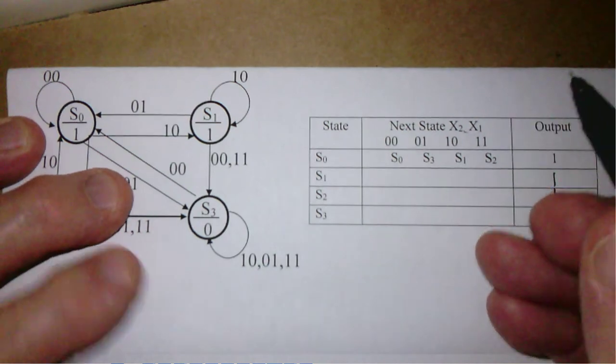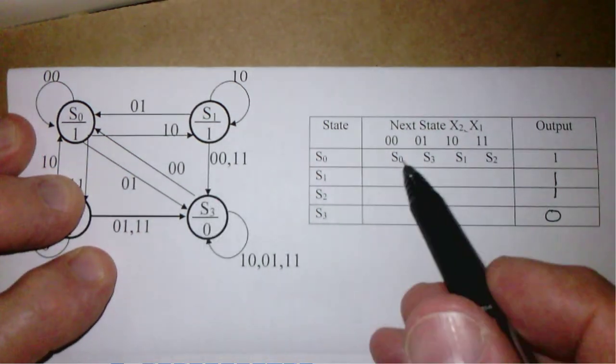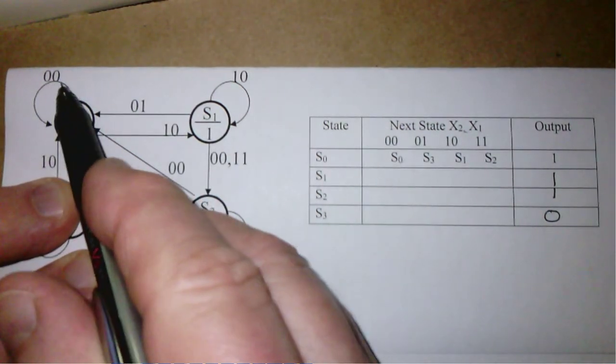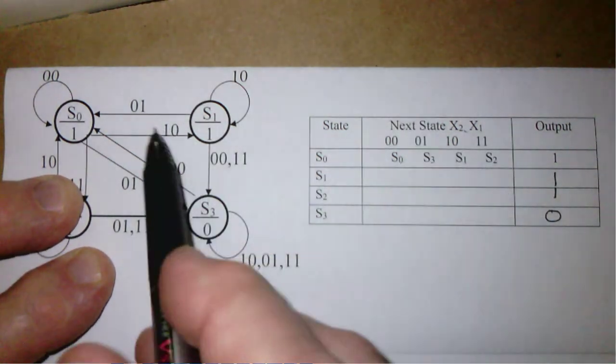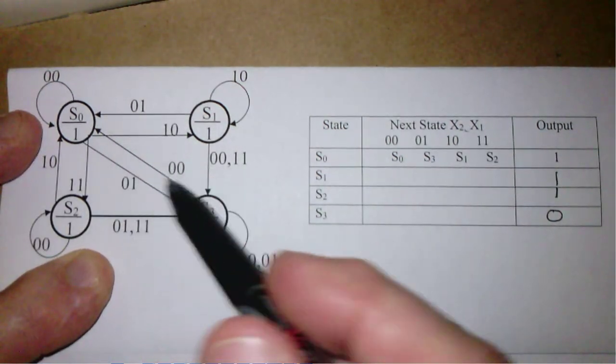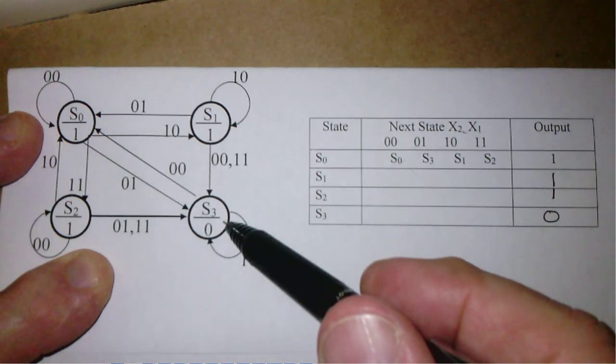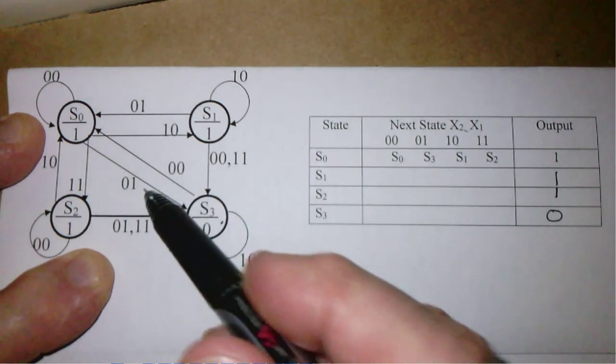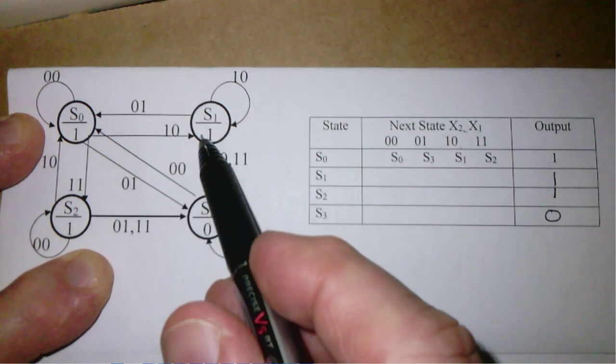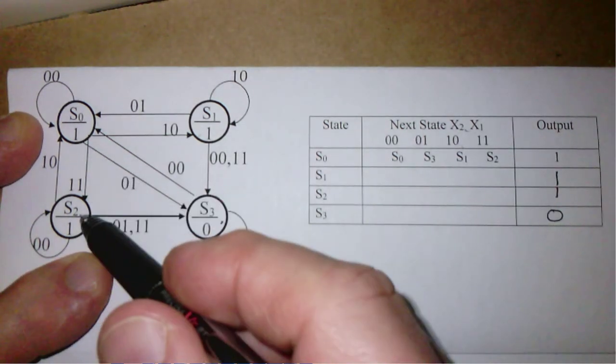So let's go through this. S0, on 0, 0, we stay here. Okay, that's fine. On a 0, 1, we go down to S3 here. On a 1, 0, we go to S1, and on a 1, 1, we go down here to S2.